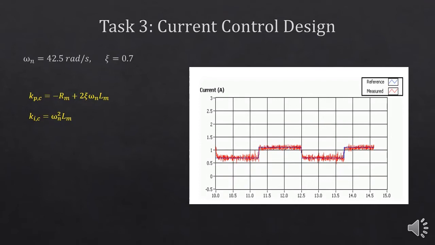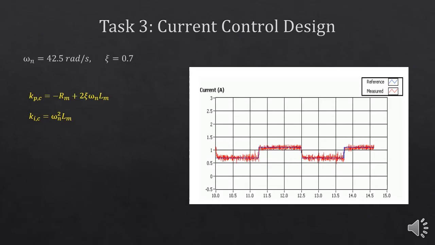Next, you are going to design a current controller. For this purpose, you are given omega n and zeta. Omega n is the natural frequency, zeta is the damping ratio. You have to find the values of Kp and Ki. After finding the values, you have to use these values in the VI and find the system response.